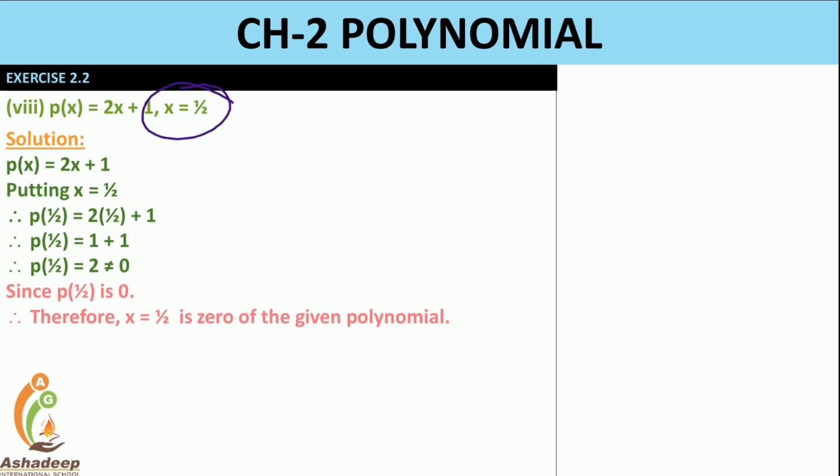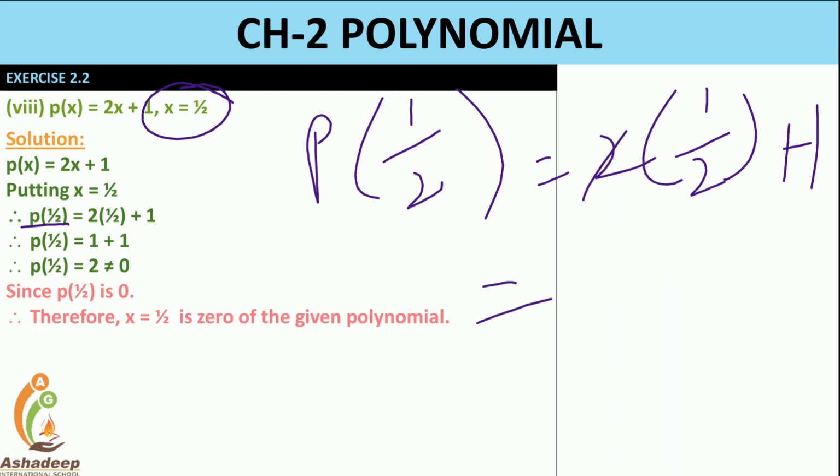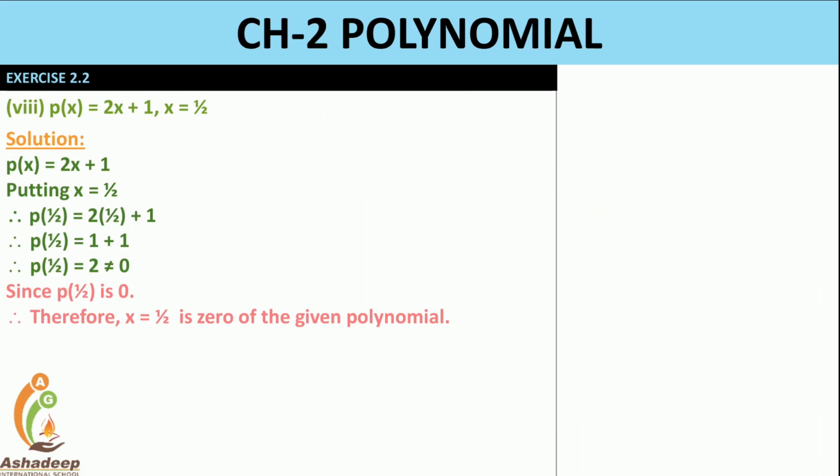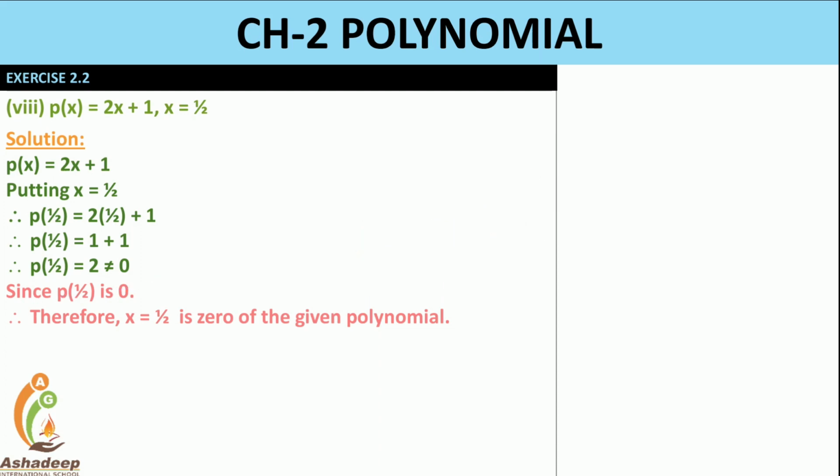Now x is equal to 1 upon 2. So p of 1 upon 2: instead of x, I have to put 1 upon 2, which is 2 into 1 upon 2 plus 1, is equal to 2 and 2 cut. So 1 plus 1 is equal to 2. So 2 is not equal to 0. Now since p of 1 upon 2 is 0, therefore x is equal to 1 upon 2 is the 0 of the given polynomial.